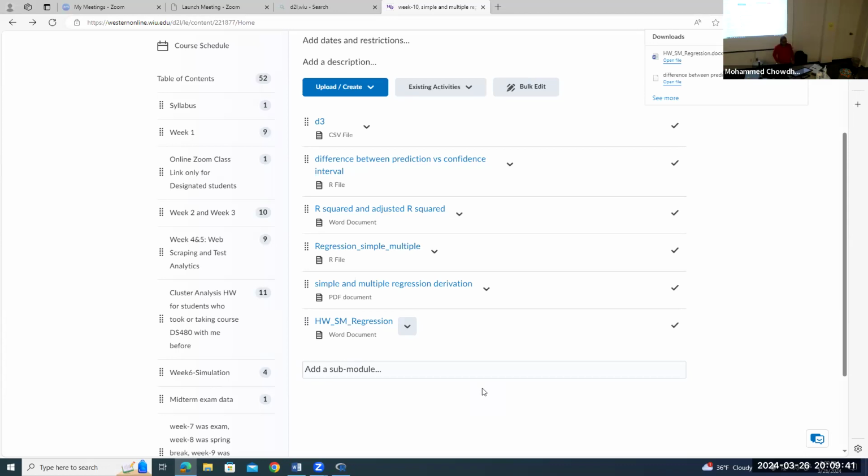Support vector machine is a classification method. This was completely developed by computer science people. They used a linear programming approach. Okay, now let me open the homework.